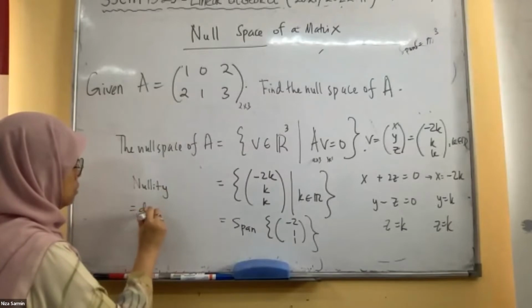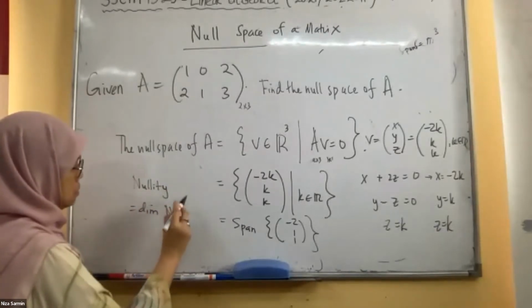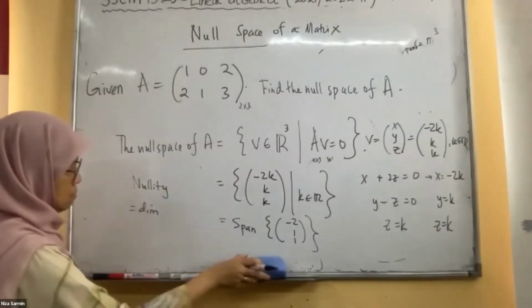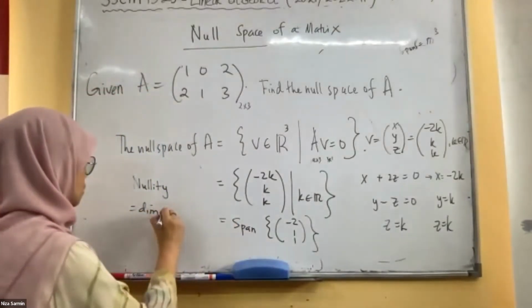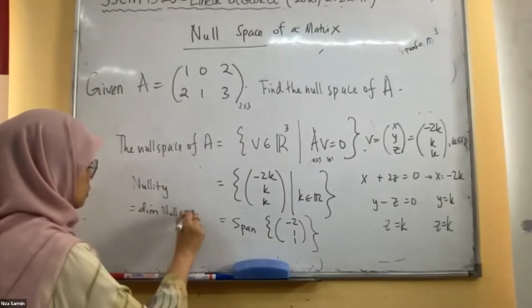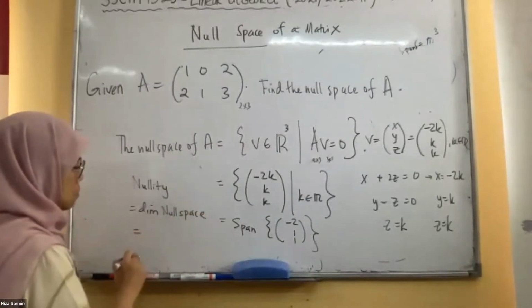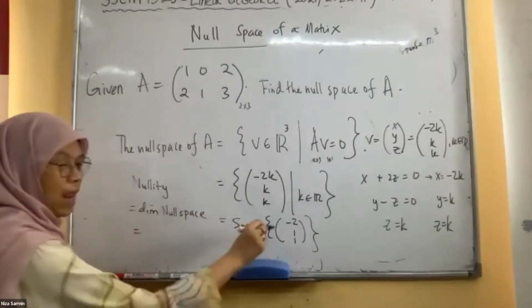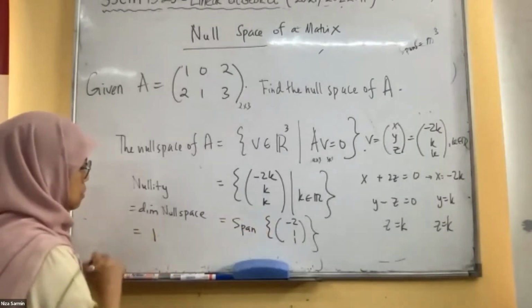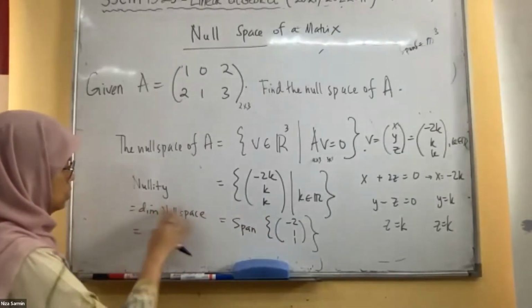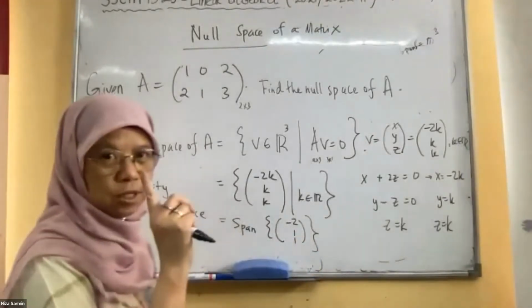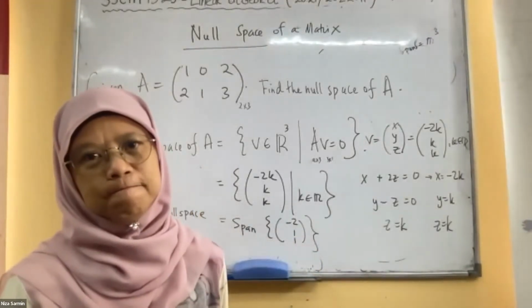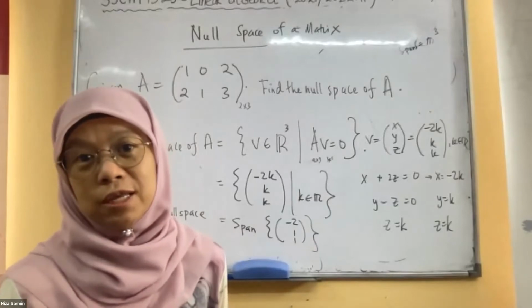Nullity is the dimension of the null space. Later on, we call it NT, but here we just put null space, which is the rank of the basis. We will use this later, but the rank is 1 because there's only one vector. Okay, there's nothing new in this section.